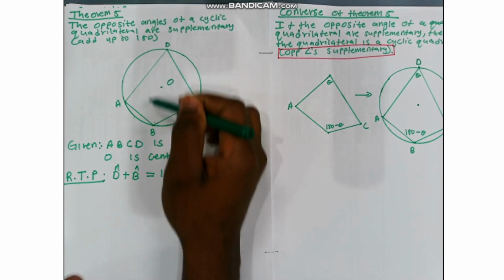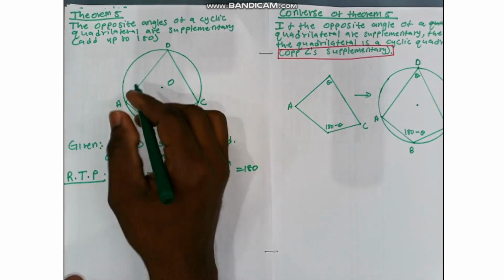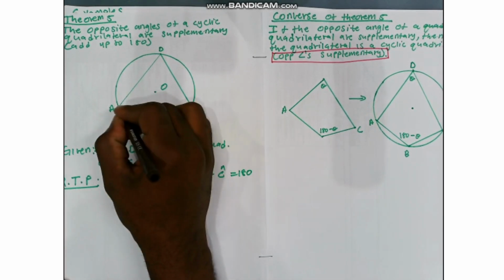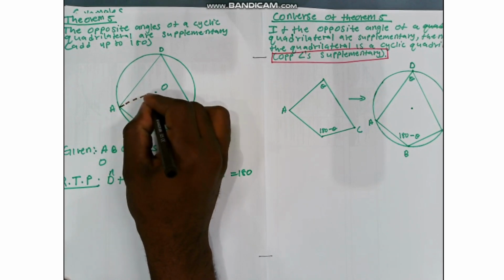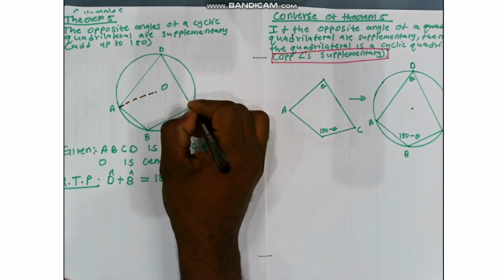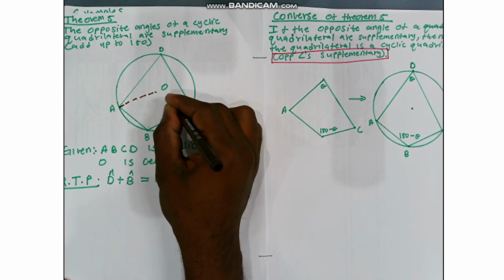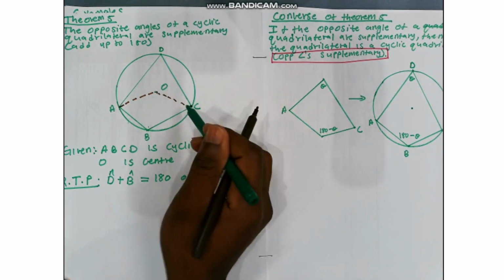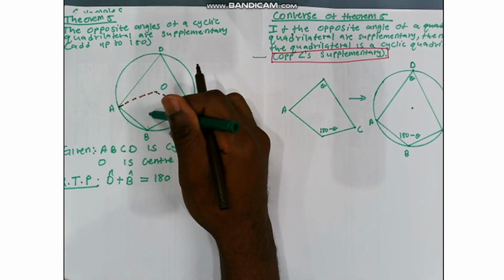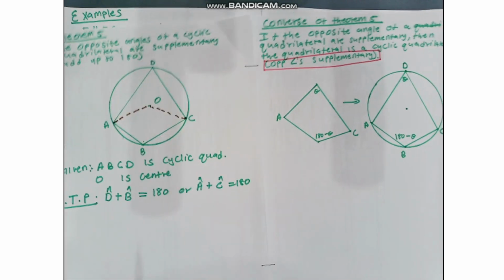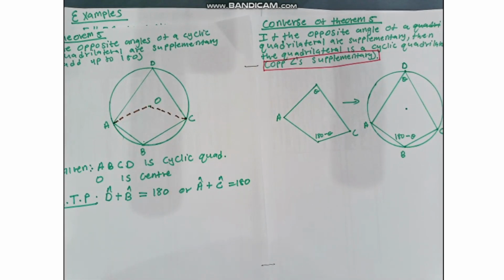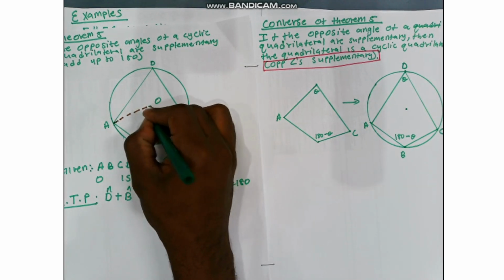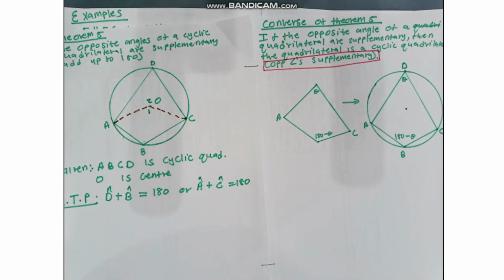If we are proving these two, then our construction is going to be joining AO and CO. That is going to be our construction if we're proving this. If you were proving this, you would be joining BO and DO. Make sure you know the difference. And from them, I'm going to name my O here O1 and O2.